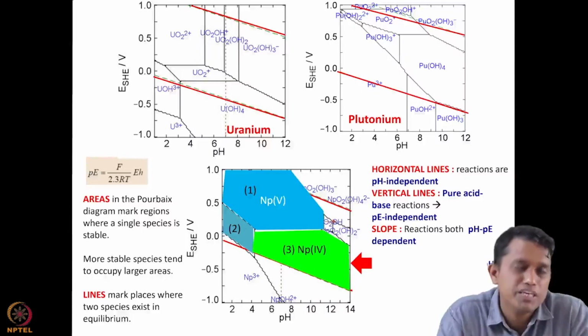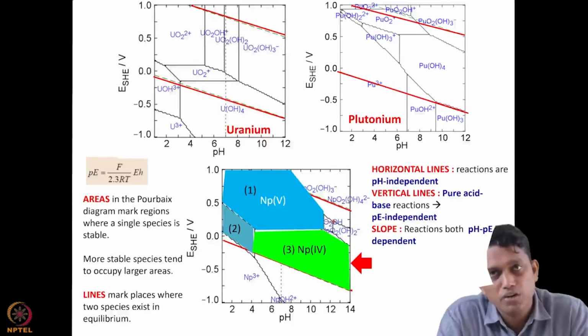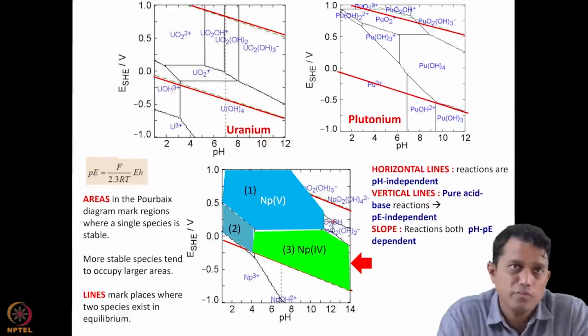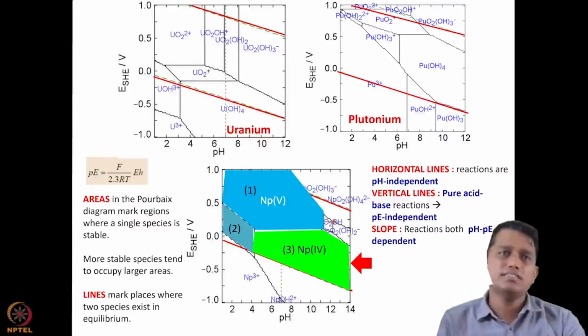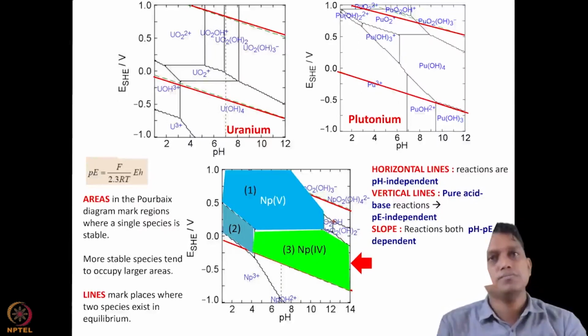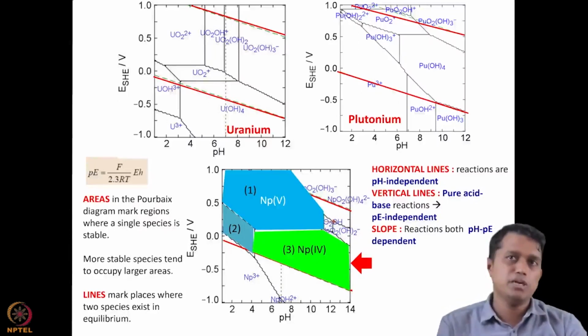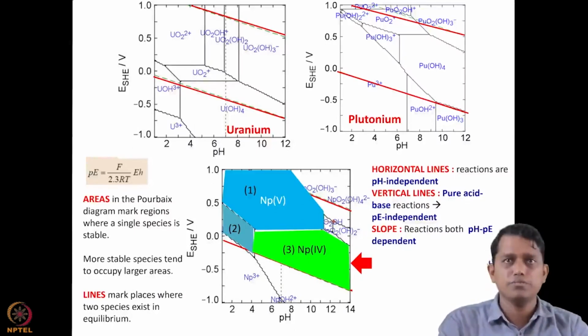So just by playing with the pE and pH of the media, and by seeing this diagram, you can always tell under what condition my Neptunium 4 will be predominant and under what condition my Neptunium 5 will be predominant. And the bigger the area, obviously the higher the stability of that particular species. So we have discussed the Pourbaix diagram and what we mean by horizontal, vertical, or slant lines. And we have also seen how one can draw this kind of diagram using very normal chemistry or very simple equations that I've shown you.